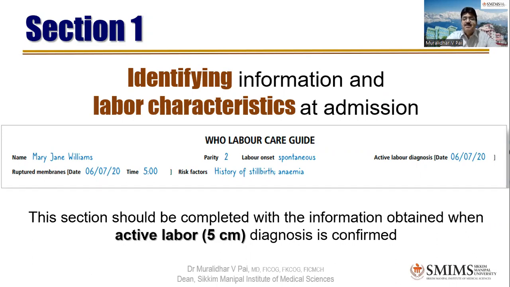So here she's gravida 2. They call it parity, but in India we call it gravida. She's gravida 2. Labor onset was spontaneous. Maybe you could have written the time there. But here, for active labor diagnosis, they have mentioned only the date. You could actually mention the time also. And ruptured membranes or not? Yes, it was ruptured at 5, that is 5 a.m. we would take it as. Risk factors: history of stillbirth in the past maybe, and anemia. So this is how you can complete section 1.